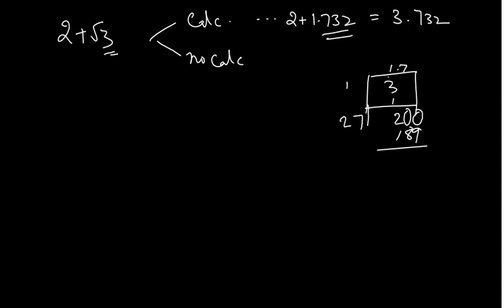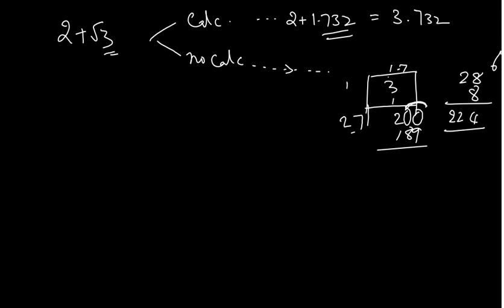See, 8 eights are 64, 8 twos are 16 plus 6 is 22, so 27 sevens will go. With each decimal, you get 2 zeros. Now you understood? So you may have to do this with no calculator.